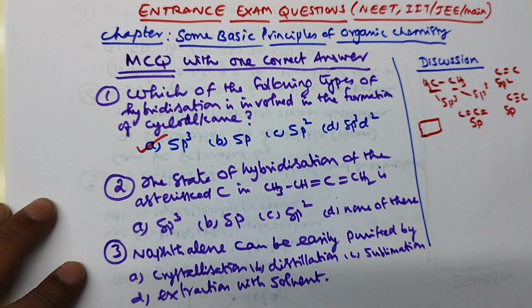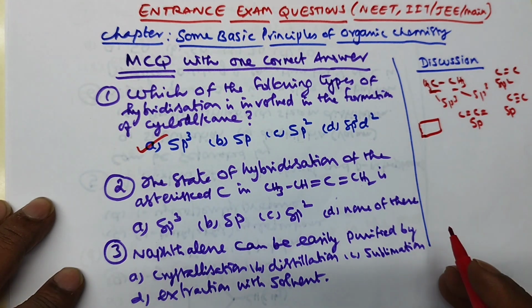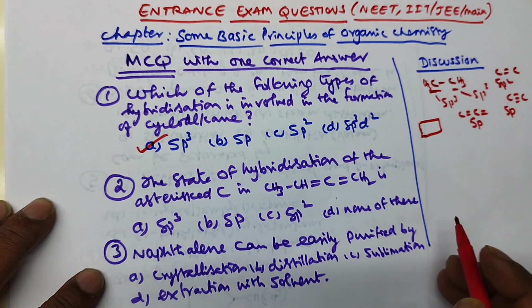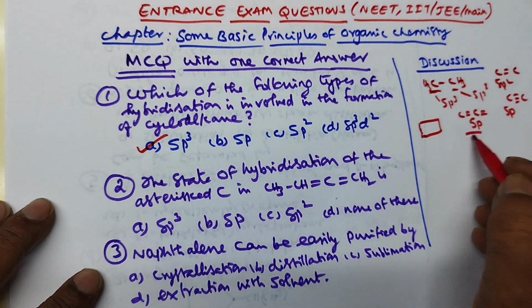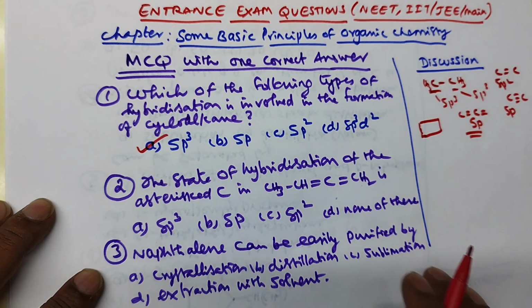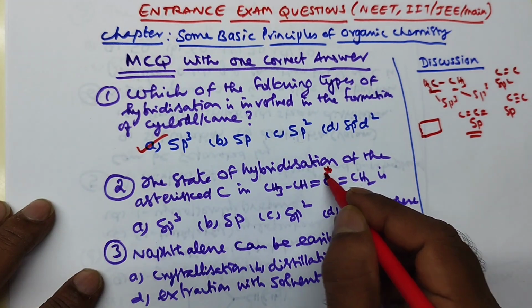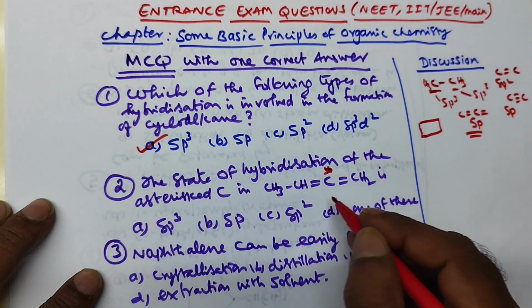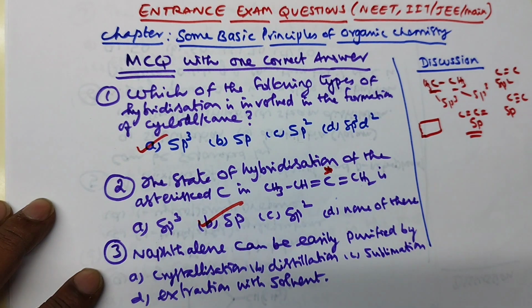Second question. The state of hybridization of the asterisk carbon in CH3-CH=CH-C=CH2. I just now explained: if a carbon has double bonds on both sides, then what hybridization is it? They are asking about the asterisk given in this problem. So the answer is sp hybridization.